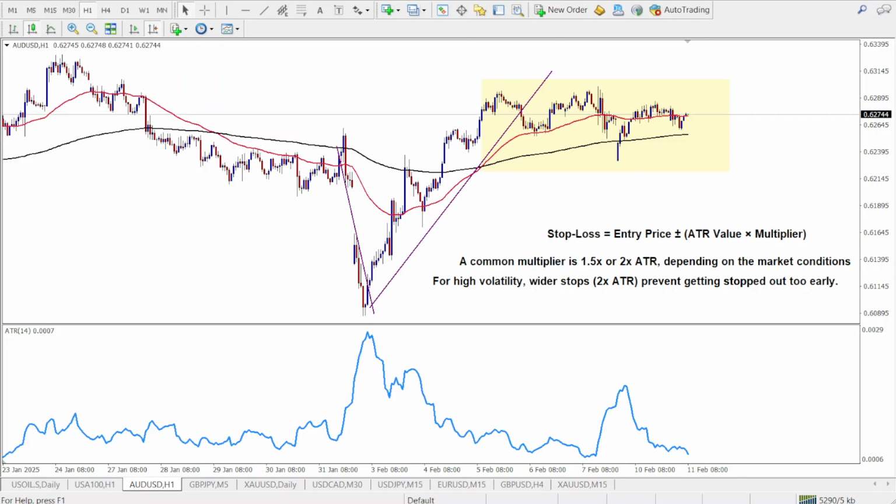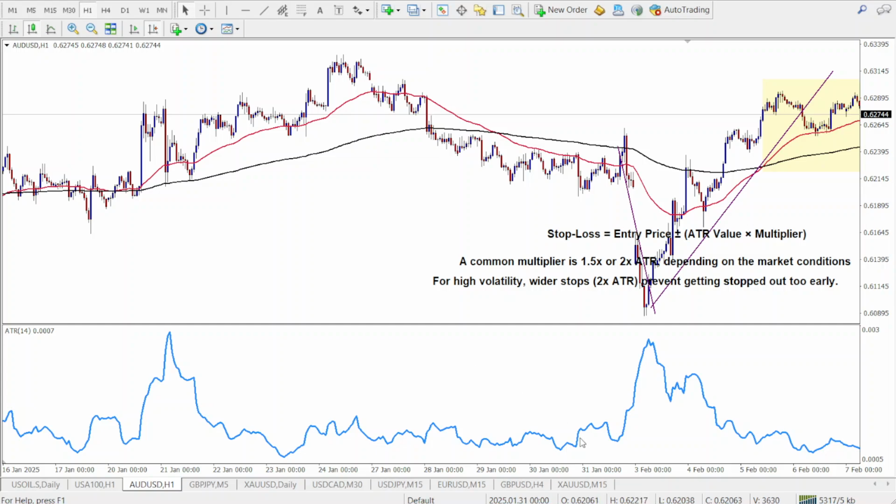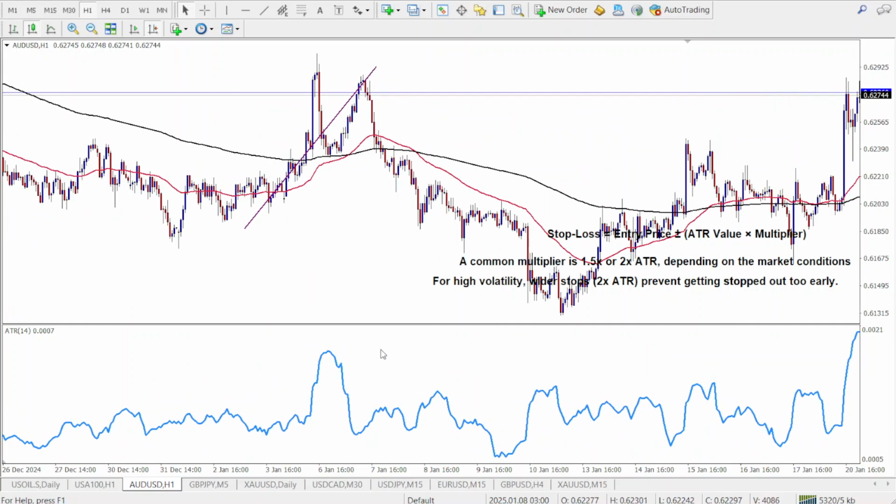Then the final step is to combine ATR with price action. In an uptrend, wait for ATR to spike, then look for a pullback entry. In a downtrend, look for ATR to remain high while price forms lower highs. By following these steps, ATR will help you trade with more confidence and precision.